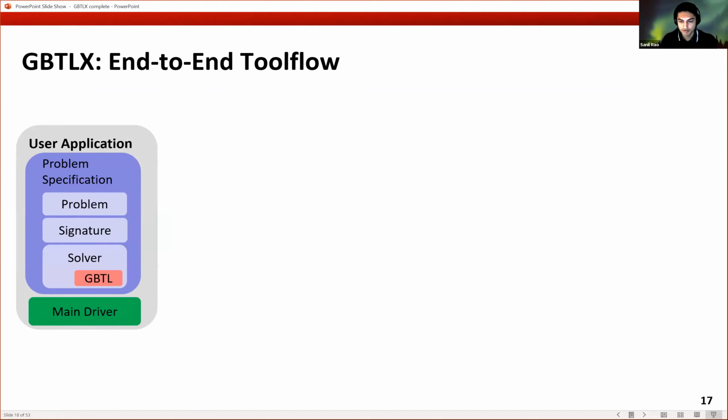So just to summarize, the GBTLX Toolflow comes in stages that takes a user application written in GBTL and transforms it to a high performance variant without the need for human intervention. So it starts with the user application, where the user defines the problem on the solver and captures the input data set and the algorithm that the user wants to perform.